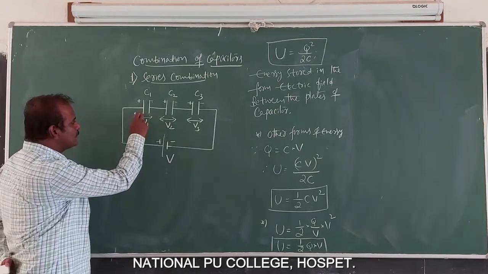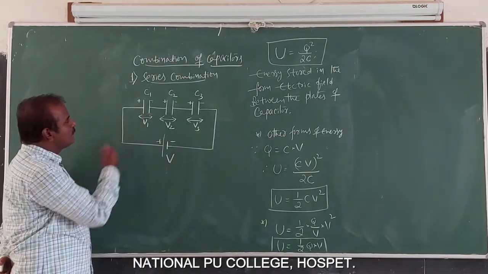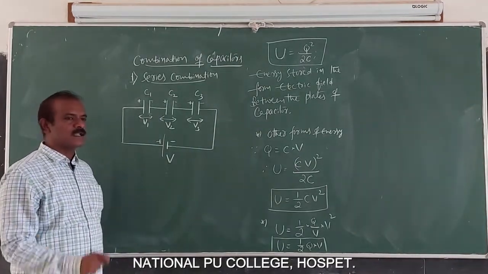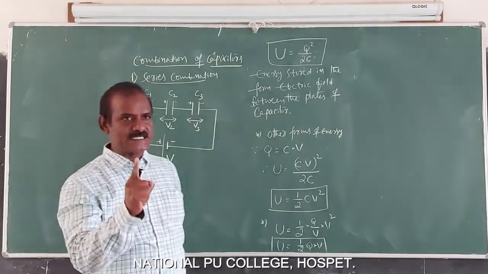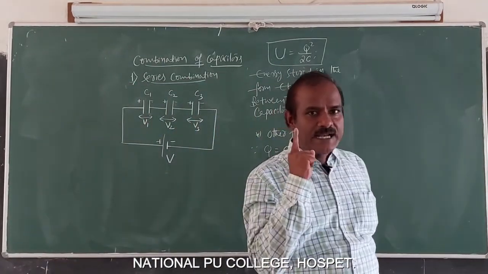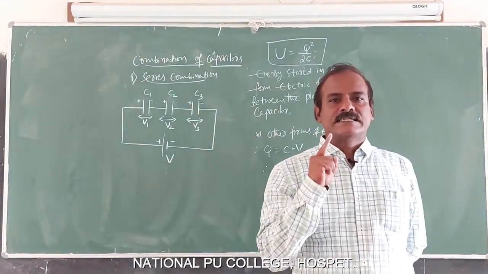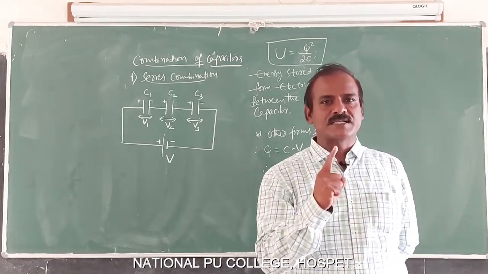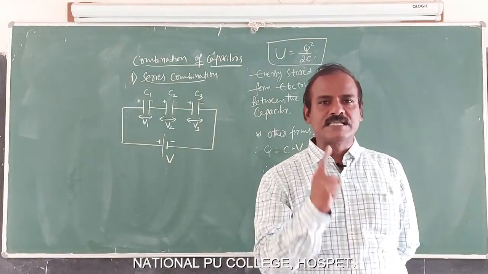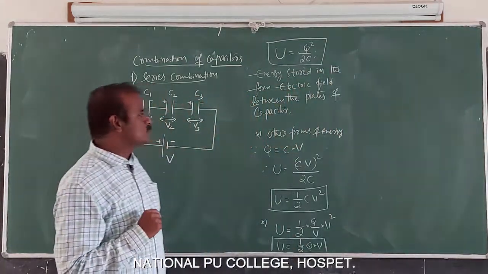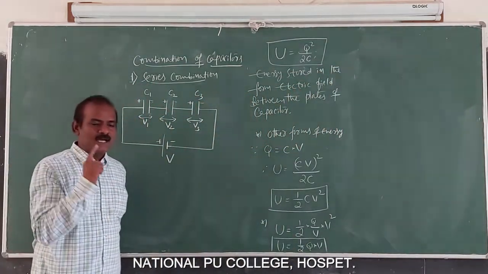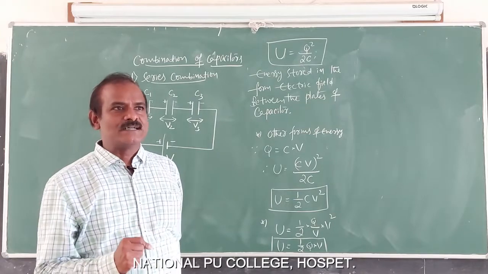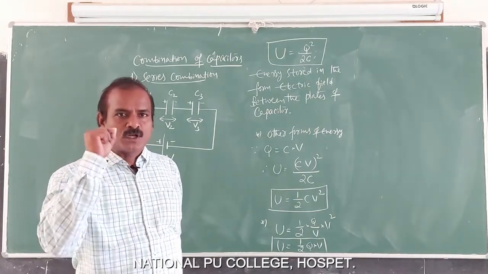Let us apply the capacitance formula for each capacitor. Students, I repeat once, what is a series combination? A number of capacitors are said to be combined in series if they are connected end to end such that each capacitor has the same charge. That is the criteria for series combination.